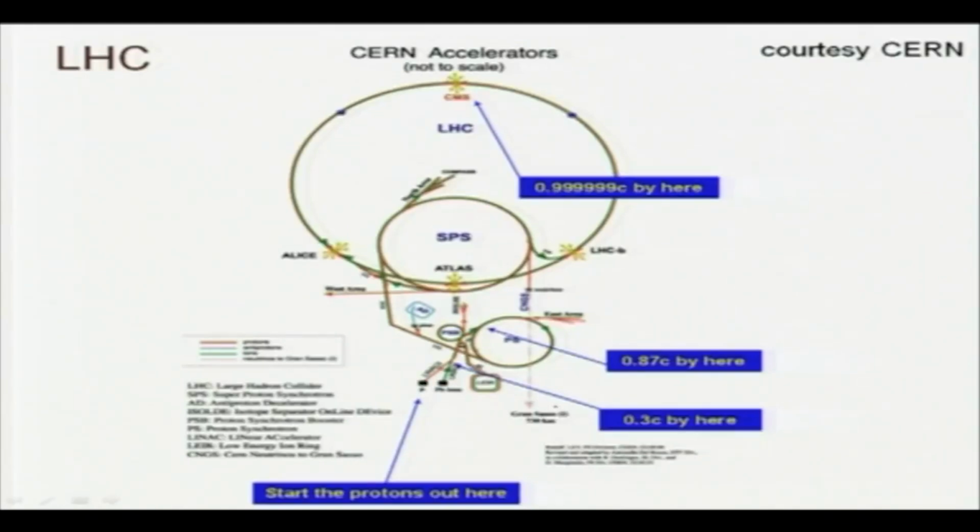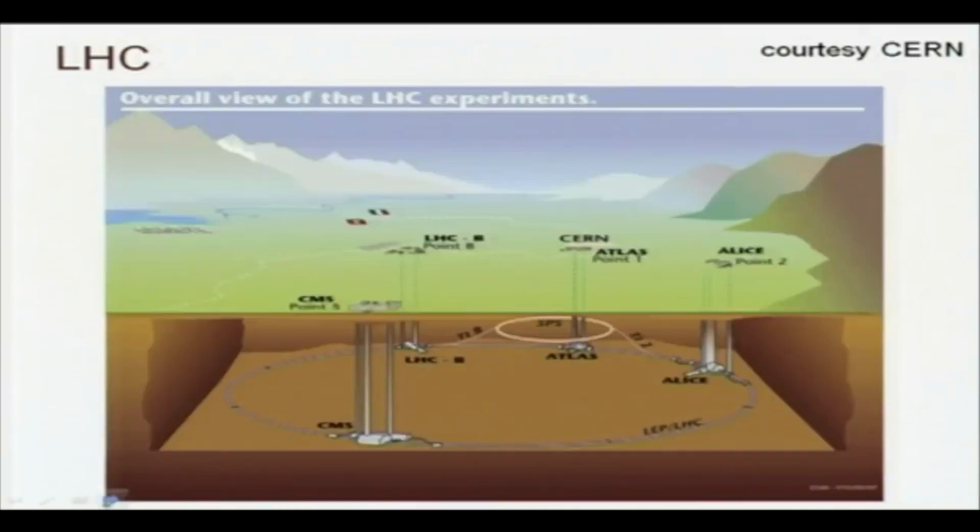These are the places where the beams actually collide. The whole thing is kept below ground, something like 100 meters below ground, and this is needed to avoid any radiation leak. That is one of the reasons. Other than that, for any safety considerations, it is better to be under the ground.